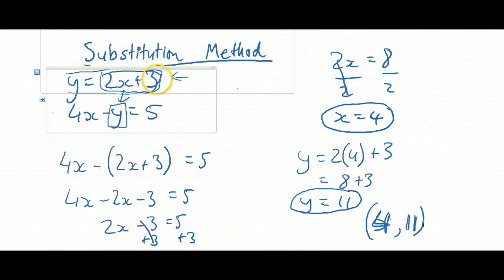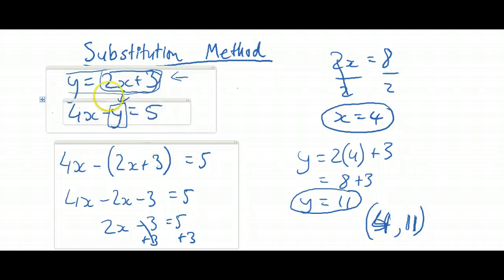Now, of course, with the substitution method, if you were given an equation and it wasn't in this form, y equals 2x plus 3, you might have to rearrange it to make it y equals or x equals, so that you can then substitute it into the other one. So you may have to do another step in there to rearrange the equation if it's not already set up for you, and then you can substitute it in.